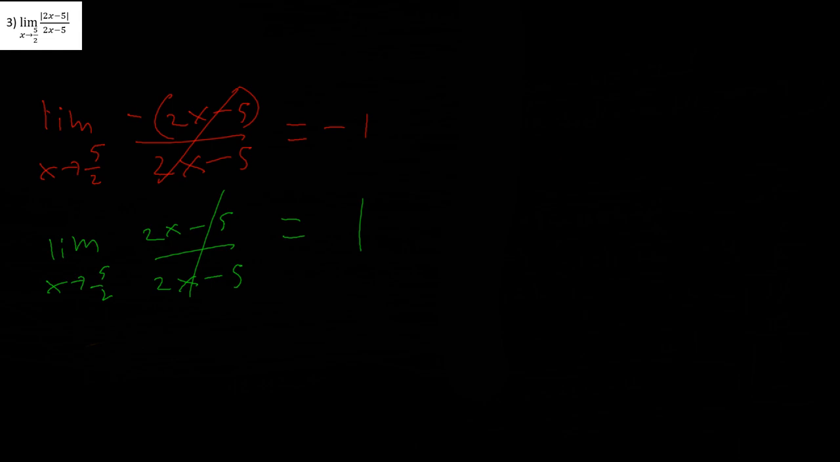Also, the numerator is going to be negative if x is less than 5/2, because when x is less than 5/2, 2x minus 5 is negative. So it's negative 1 when x is less than 5/2. On the other hand, when x is greater than 5/2, we're going to have the situation up here where the numerator is positive. So x is greater than 5/2.